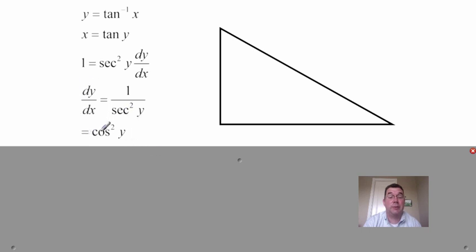So that's the derivative. But again, I've got the same problem. I've got this y here. So let's look at what's going on again. Here's my angle that measures y. The tangent of it is going to be x over 1, so that means the opposite will be x, and now the adjacent will be 1. We can assume this is a right triangle. The Pythagorean theorem will say that this hypotenuse has a length of the square root of 1 plus x squared.